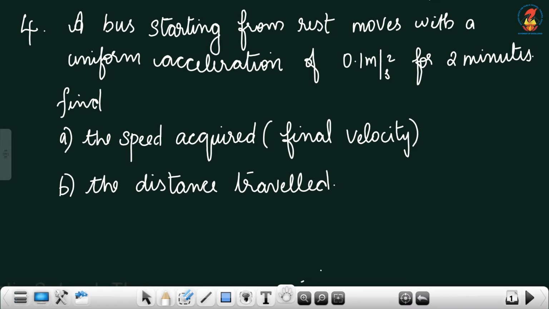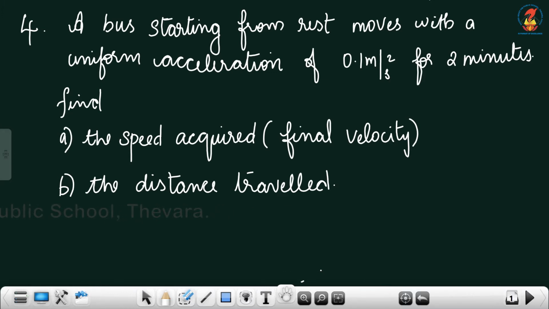A bus starting from rest moves with a uniform acceleration of 0.1 meter per second square for 2 minutes. Find the speed acquired. Speed acquired means you have to find a velocity. So here already it's given, it starts from rest. So initial velocity is 0. So find the speed acquired means you have to find the final velocity. Then the distance travelled.